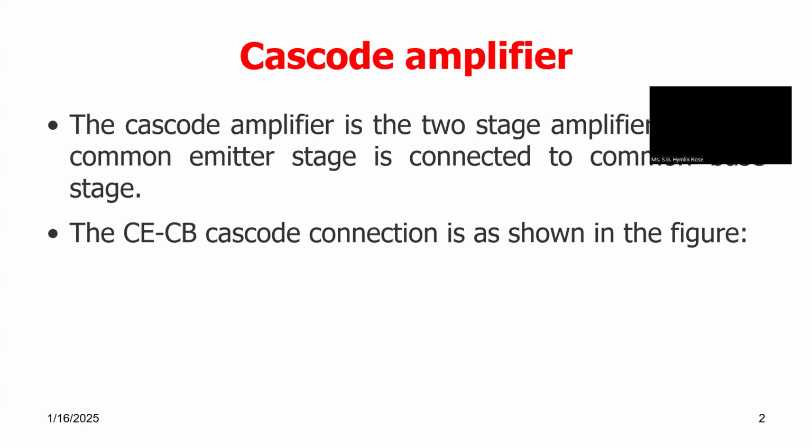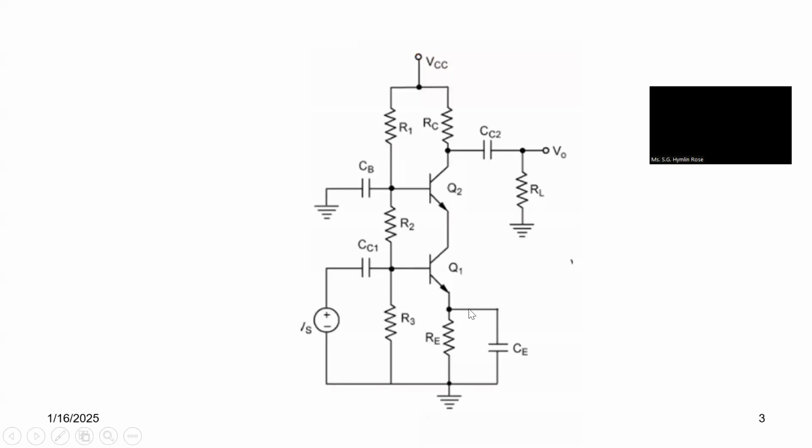So it is made up of two stages. One is common emitter followed by a common base stage. So the circuit diagram is shown. The first one is the common emitter stage, that is Q1, and Q2 is the common base stage, and the input is given only to the base of Q1, since in common emitter, base is the input side.